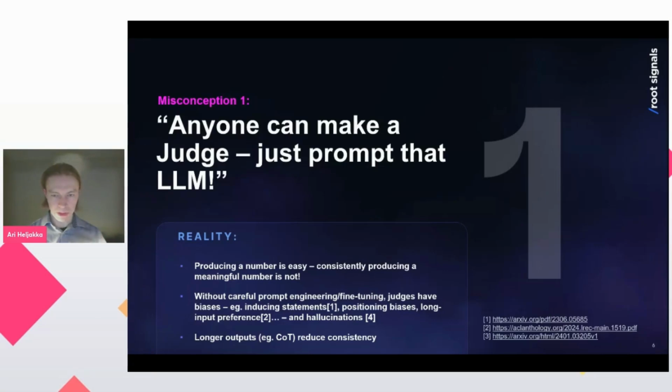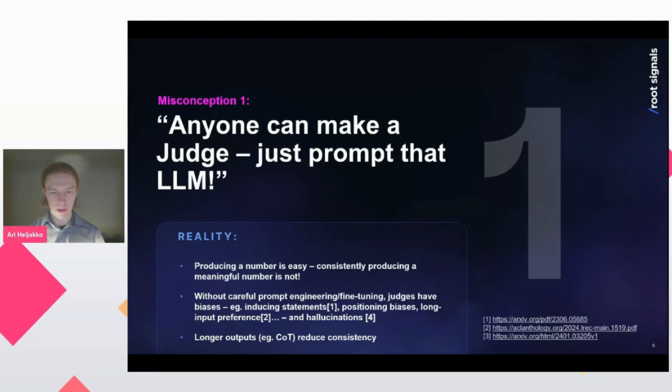So misconception number one, the most often heard: anyone can make a judge because you can just prompt that into an LLM. So basically, you can ask the LLM to take this piece of text and say, okay, what is the quality of this text? Give me a number between 0 and 1, or 1 to 10. And it will give you, with no effort at all, 0.7 or 7 out of 10. And then the problem is that when you ask it the next time on another text, it will give you 0.2. And then you have this number. So what does it mean? Was this consistent at all?